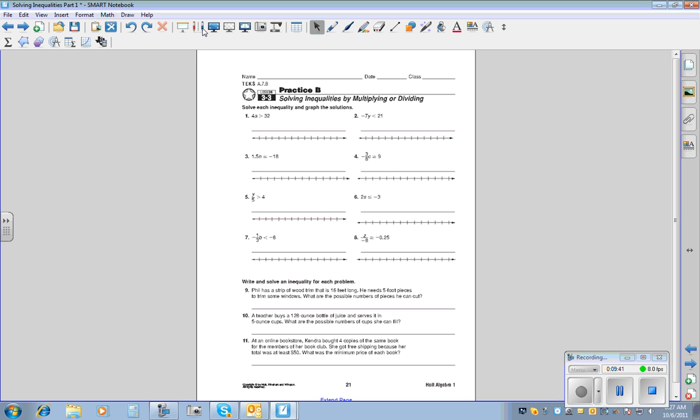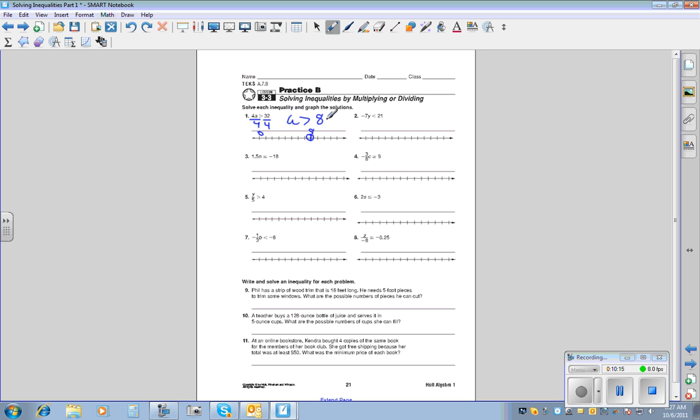So here's practice B, and in this problem, we're going to look at 4a is greater than 32, and the way to solve this would be to divide both sides by 4, and we would have a is greater than 8. So we would put our 0, 1, 2, 3, 4, 5, 6, 7, 8. Here's 8. That's our critical point. We circle our critical point.